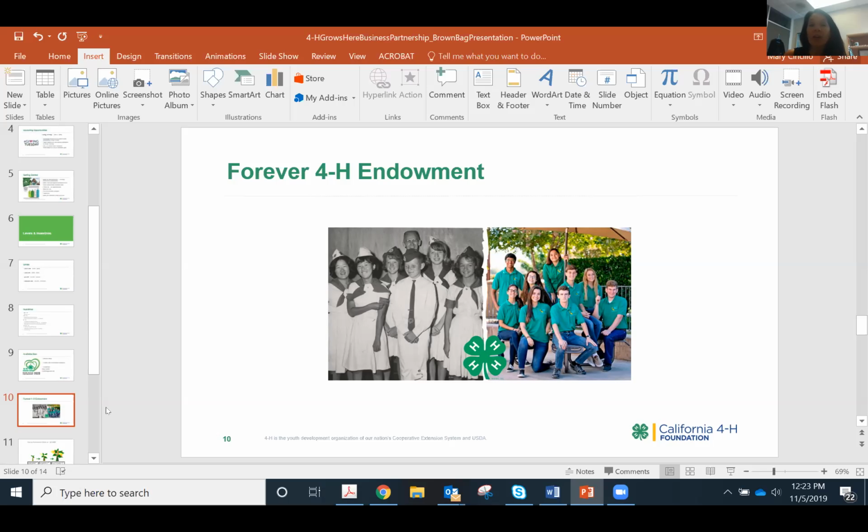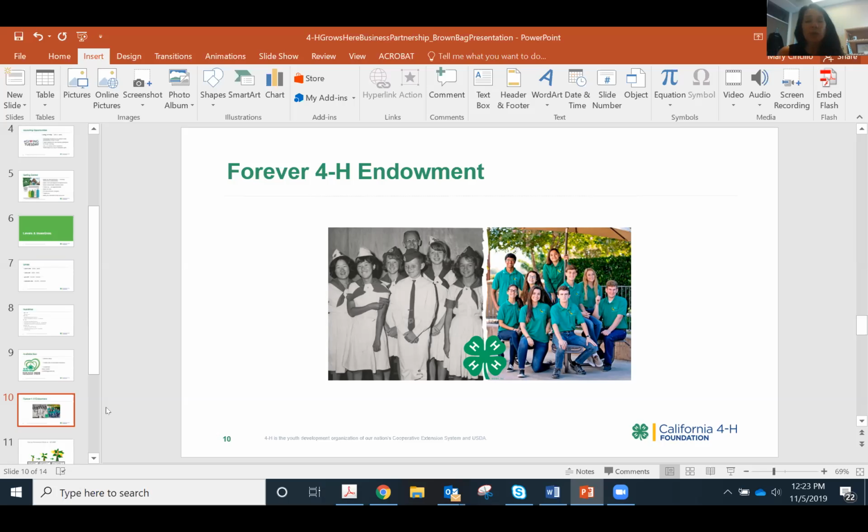So in our times right now where we need a lot of current use money, it can be a little bit tricky, but it's important to note that some donors get very excited about investing in an endowment. They love the sustainability and knowing that the 4-H program will live in perpetuity, will live forever, when they support this endowment. So all options are good options when you're talking with donors.